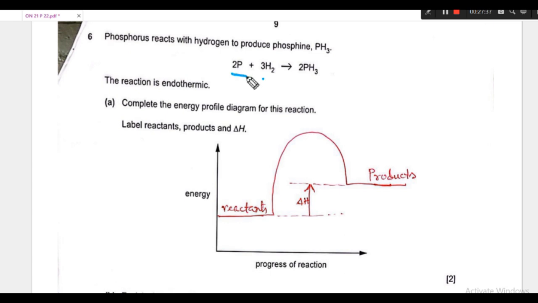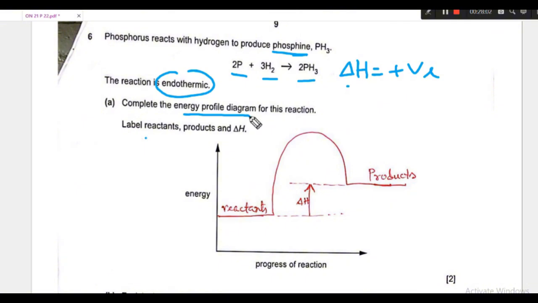Now, phosphorus reacts with hydrogen to produce phosphine, PH3. This reaction is an endothermic reaction. I mean delta H will be positive, change in enthalpy will be positive. So complete the energy profile diagram for this reaction. Label reactants, products and delta H.